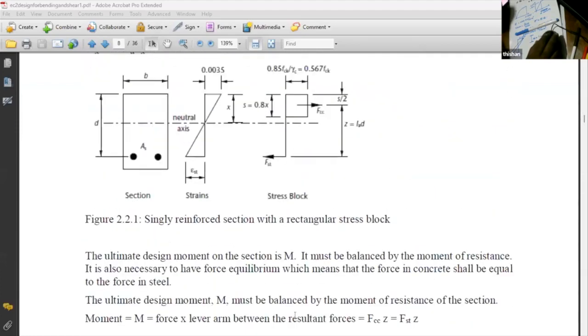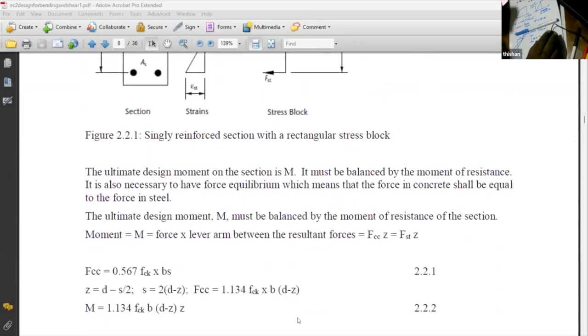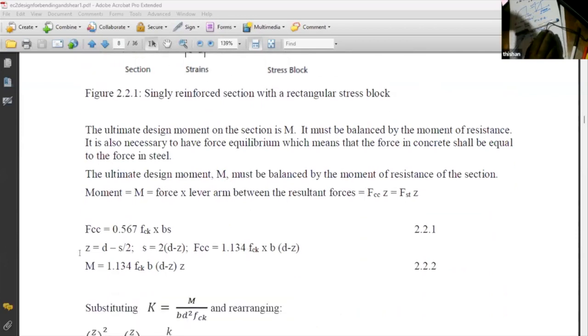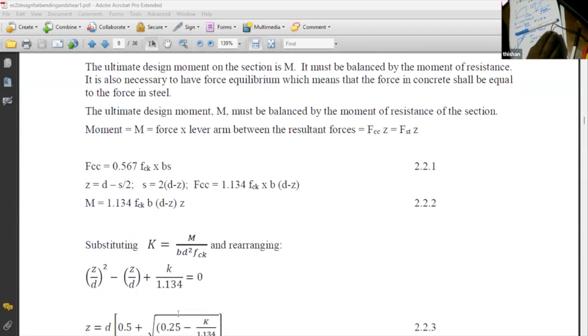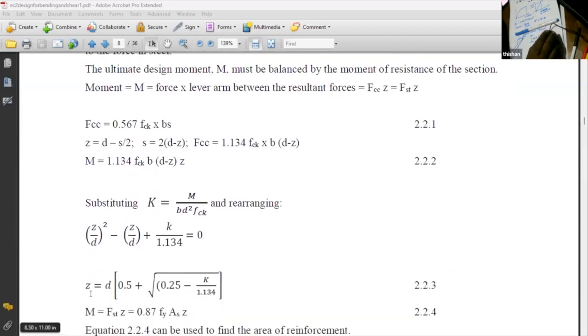So let's look at the theory. Force in concrete is equal to force in steel, then the moment is equal to the force in concrete or force in steel multiplied by Z. Force in concrete is this one, and Z is equal to d minus s over 2. Once you substitute, you get this particular equation. This is the second order equation that we use to solve. The solution is Z as a function of K. K is equal to M over b d squared fck.